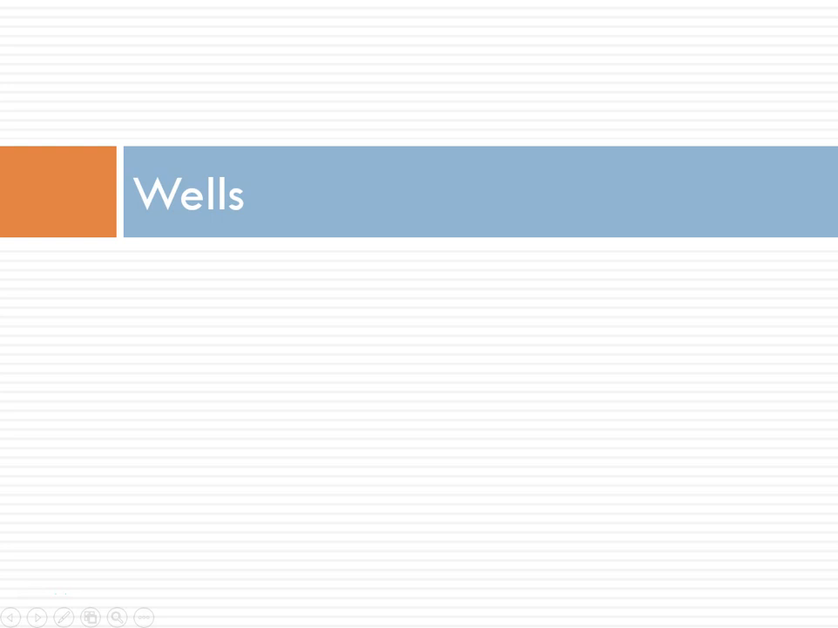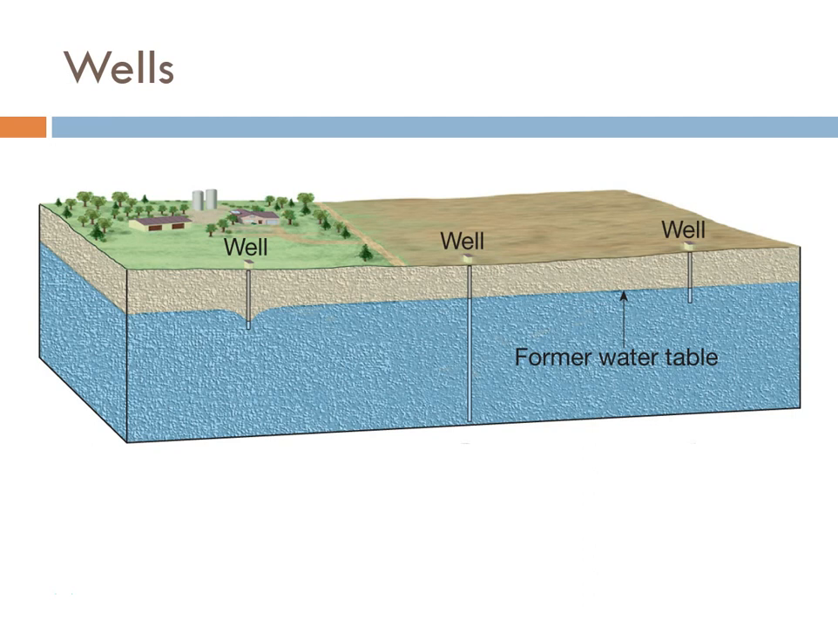Wells are the one place that people tend to interact with groundwater. So a well is just a hole that's drilled into rock or sediment down to a depth below the water table for the purpose of extracting groundwater. Overuse of groundwater causes lots and lots of problems, though, and we can see that in these wells.